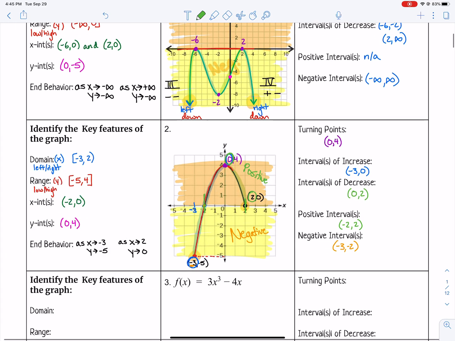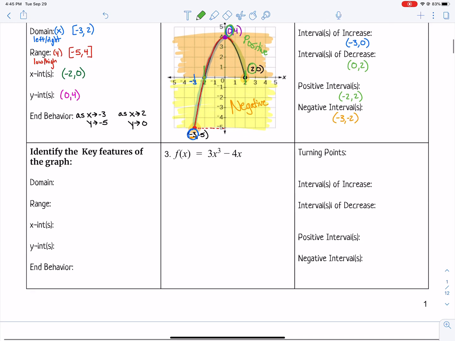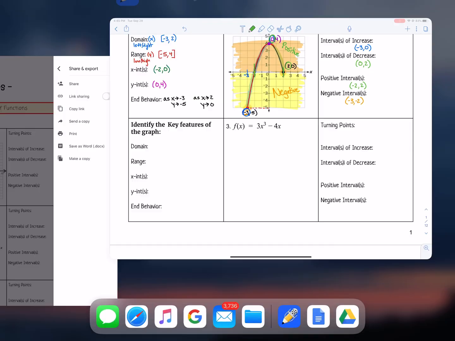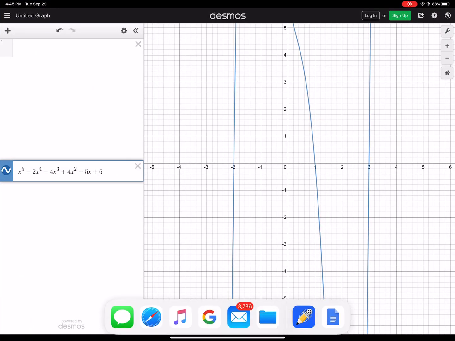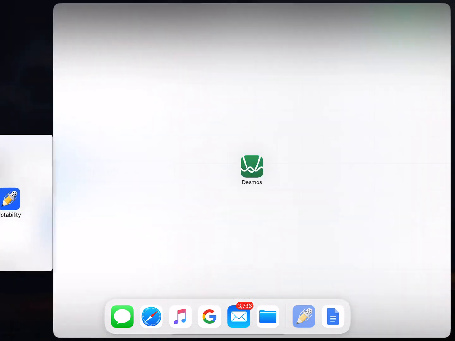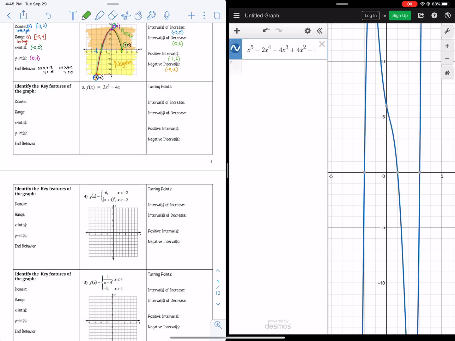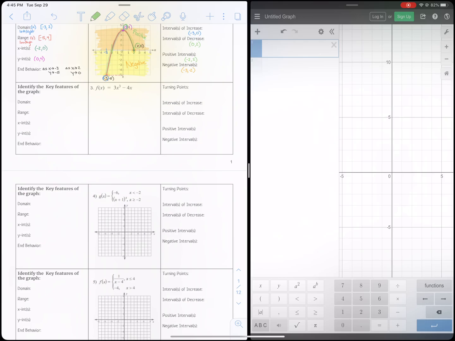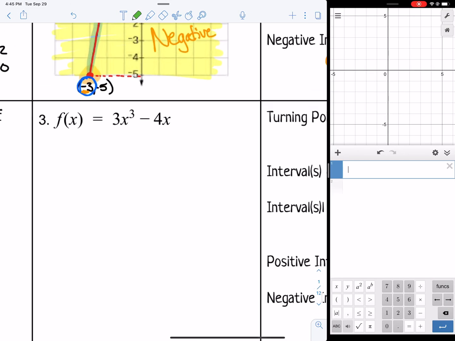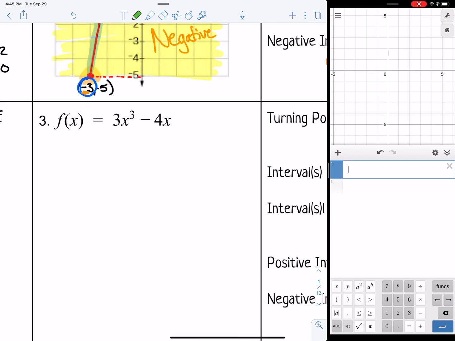All right, so we made enough of a mess of number 2. Let's take a look at number 3. So for number 3, we need to type it into Desmos. So let me pull up Desmos, clear out what I have in there, and let's type it in. So we need to type 3x cubed minus 4x.